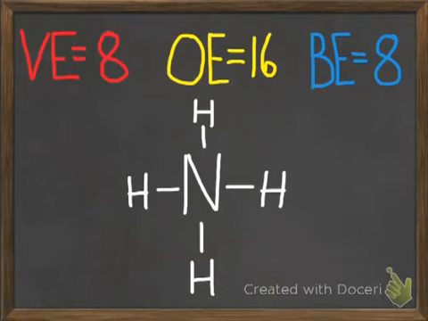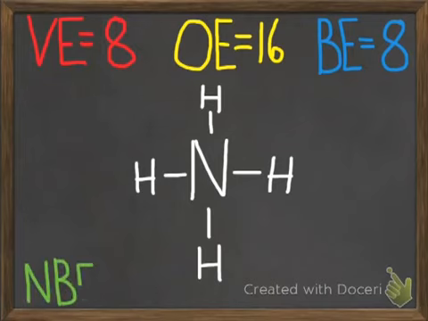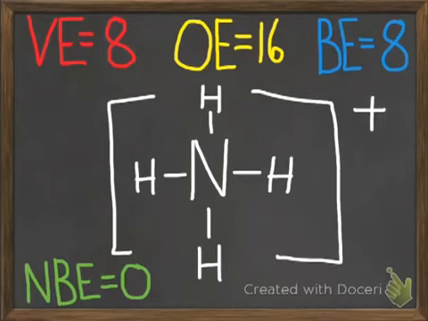Also, now we need to find the non-bonding electrons. To do non-bonding electrons, we do valence electrons minus bonding electrons. But we have 8 valence electrons, and we've already used 8 in our bonds. So that means we don't have any non-bonding electrons. Right now, we're almost done. Remember when we did hydroxide, we had to put brackets around it. So we have to do the same thing with NH4+, except this time we put a plus sign to show that this entire molecule is positively charged.